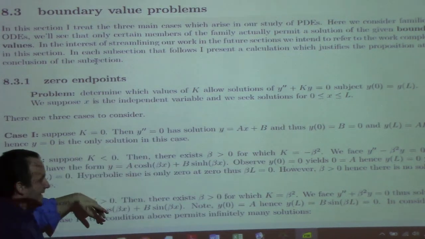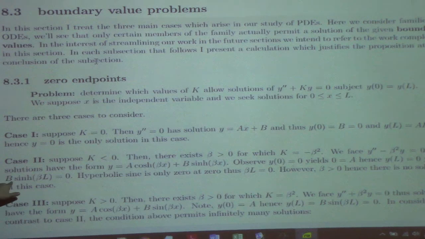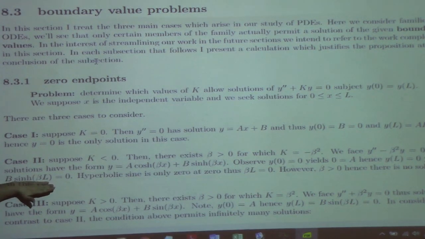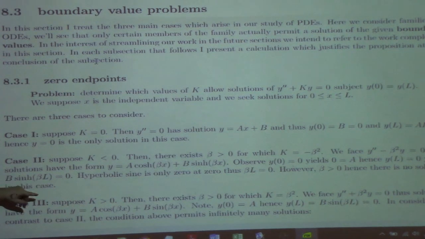And if you plug in L, that gives me B sinh beta L equals 0, right? But the thing about sinh is, it's only 0 when you plug in 0. If you study the hyperbolic sine, this forces B to be 0 if L is not 0. We already assume beta is not 0. So consequently, there is no interesting solution in the case that k is less than 0. So we can rule out that case.